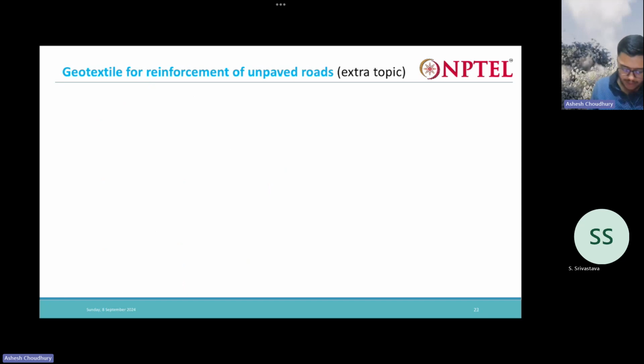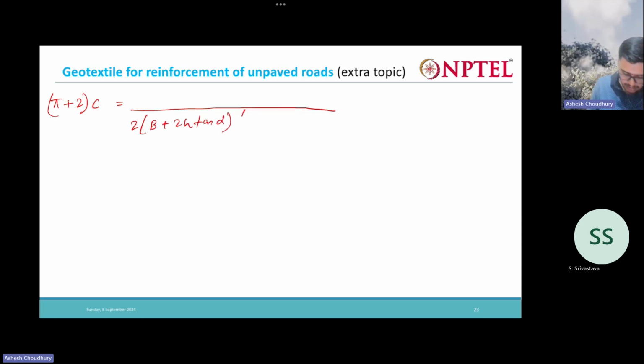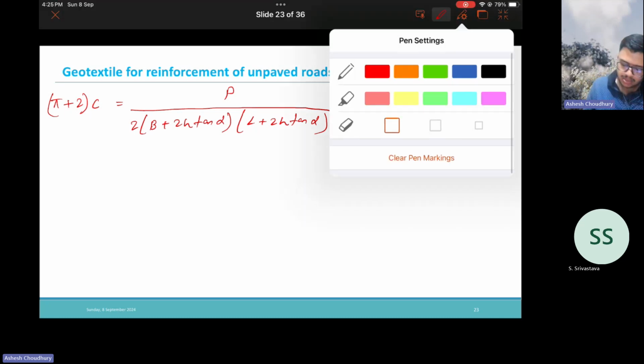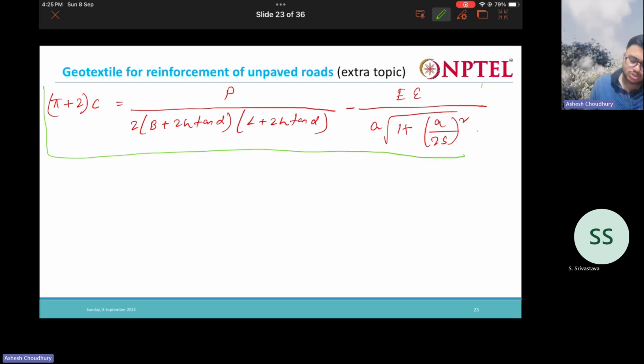So finally, if we equate all these things, we will get the second equation as pi plus 2C plus P by B plus 2H tan alpha minus E by A times 1 plus A by S squared. This is the equation from which you need to determine H. One equation you got gives H naught, and from this equation you are going to get H.